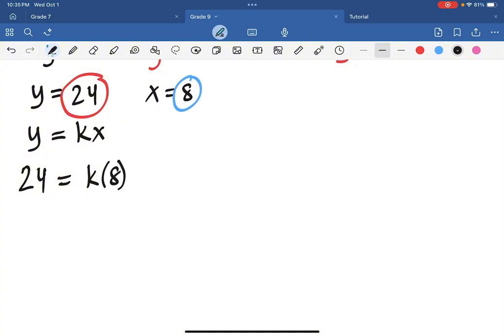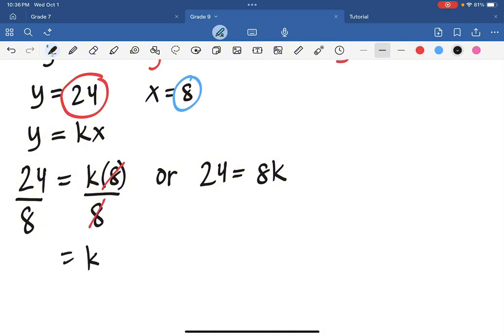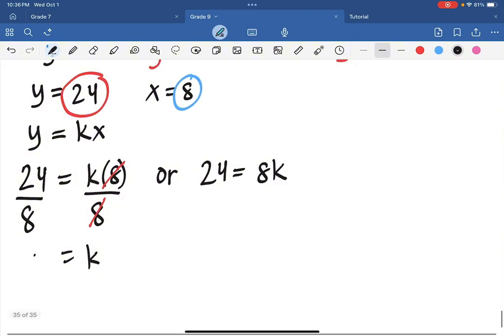Or you could just write this as 24 equals 8k because k times 8 is equal to 8k. So either of the two, you could just divide both sides by 8 because that is the coefficient of k. After that, you may now cancel 8 here and here. So we are left with k. Now the value of k depends on the quotient of 24 divided by 8. Now 24 divided by 8 is 3. So the value of k is 3.